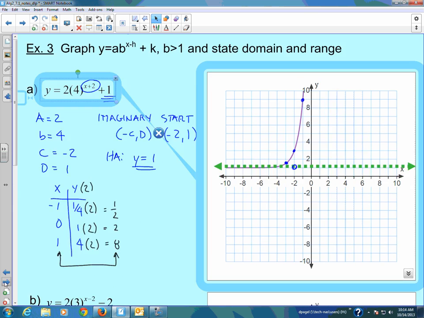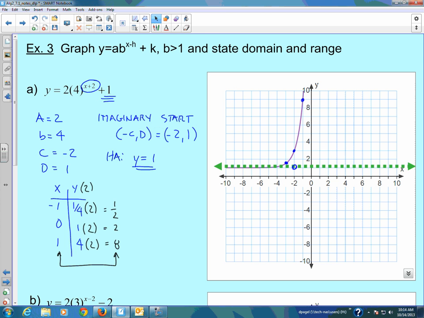Let's go back to these other functions. So in terms of the domain and range for this function here, again, my domain will be all reals. My range, however, is y equals 1 as my horizontal asymptote, and I am above that, so I'm going to have to say y greater than 1 for my range.